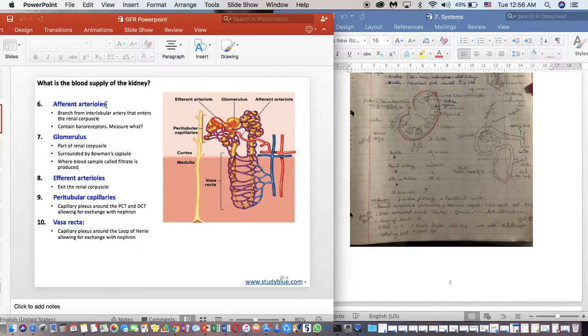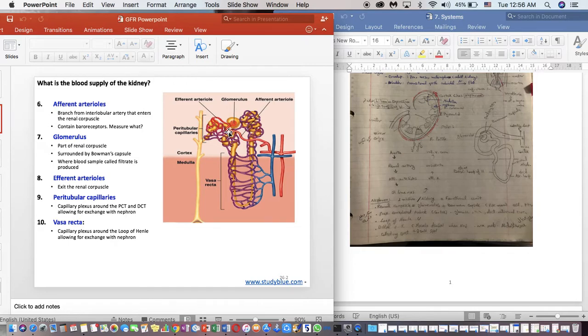Okay, so we all know that arteries give the blood to arterioles, and then arterioles give it to the capillaries. The capillaries here are called glomerulus. And if you look at the picture, we have the glomerulus surrounded by a structure called the Bowman capsule. Here, the blood sample is called filtrate.